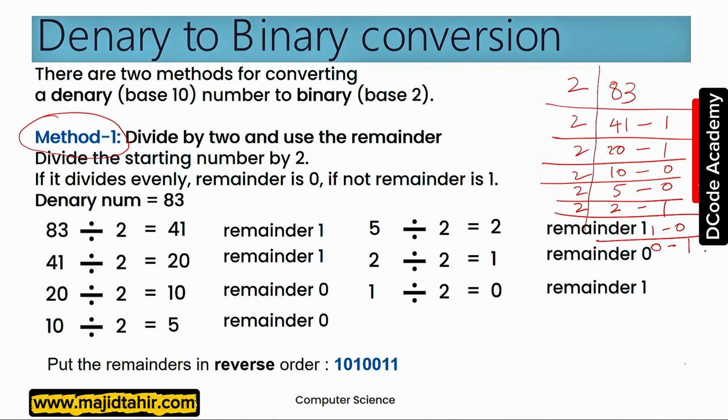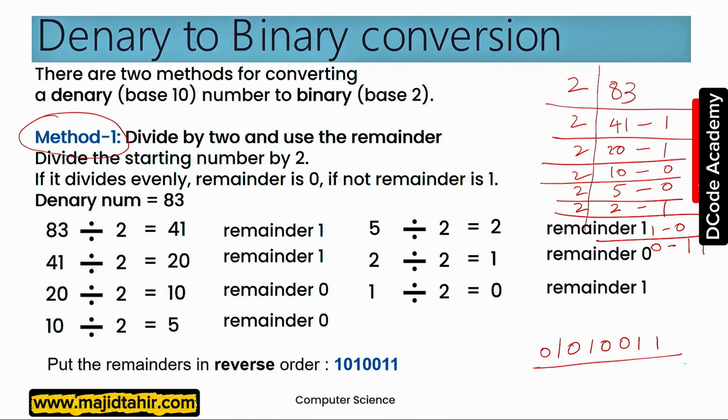So we write 1 0 1 0 0 1 1. If you want to write a complete 1 byte, so these are 7 bits, you can put a 0 over here, it's going to be fine.